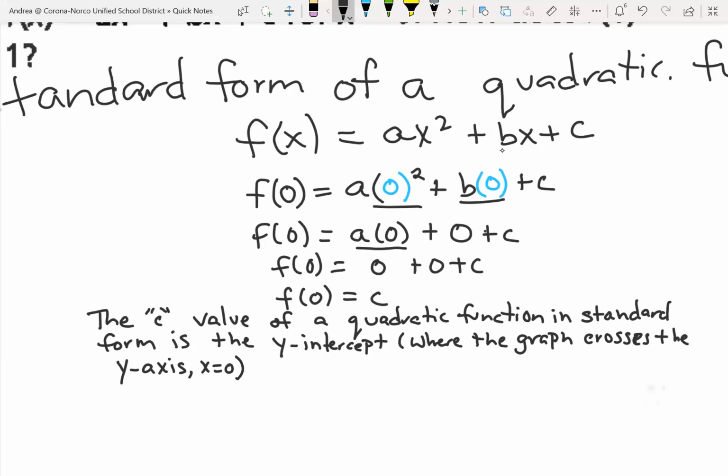Okay, x equals 0. So it doesn't matter what the value of c is. When I plug in 0 for x, the y-intercept is always going to be whatever that c value is in the equation. Does that make sense? Okay.